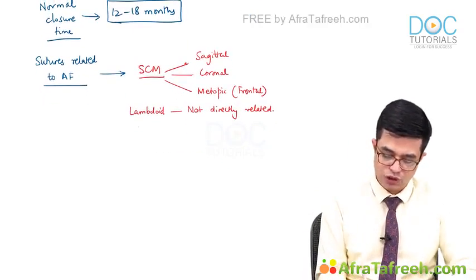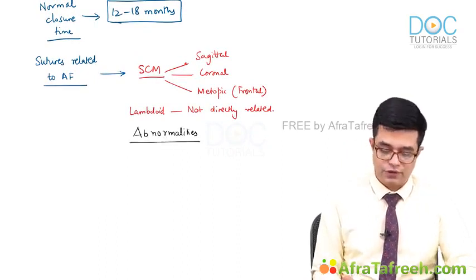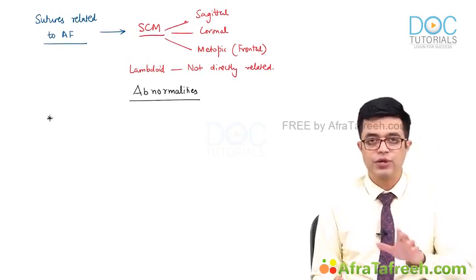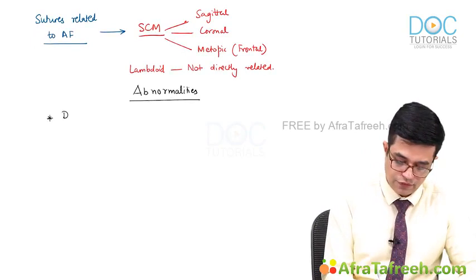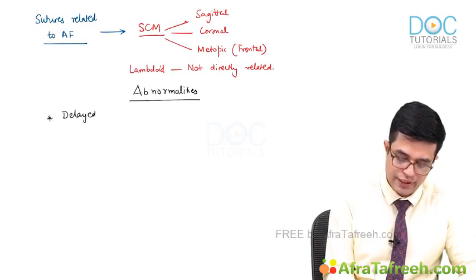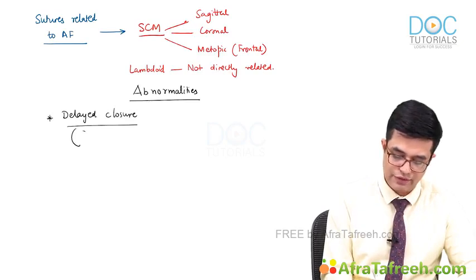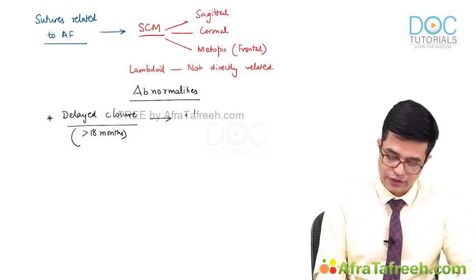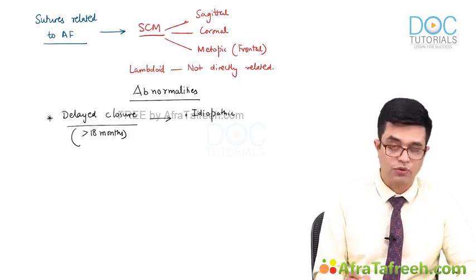Now what are the abnormalities related to anterior fontanelle that we need to remember? First of all, normal closure time is 12 to 18 months. There is a thing called delayed closure of anterior fontanelle. Delayed closure is said if beyond 18 months it is still open. The common causes of delayed closure include, first of all, that it can be idiopathic. Many times no cause can be found.